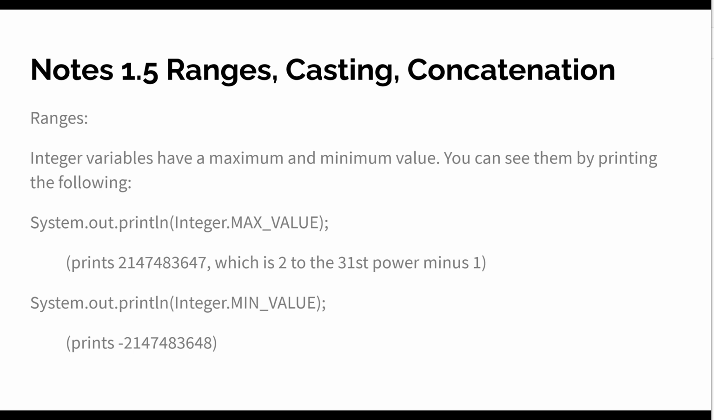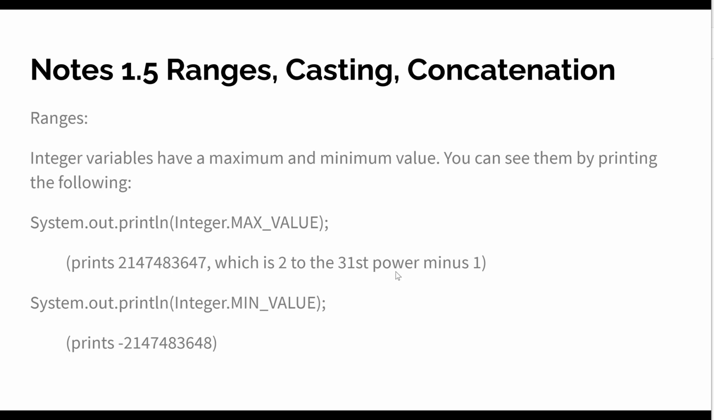So first, ranges. Integer variables have a maximum and minimum value. So you can see these values by printing. Right here in the middle, I have Integer.MAX_VALUE. And if you print that, you'll get this number, which is 2,147,000,000, blah, blah, blah. It's actually 2 to the 31st power minus 1. Go figure. And if you print the minimum value, you get actually negative 2 to the 31st.